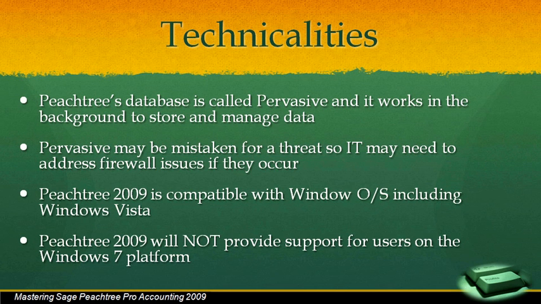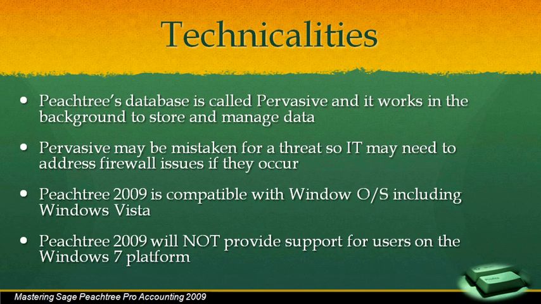It usually isn't too big of a deal. For example, on Vista, it will simply ask you, do you want to allow it, and you can say yes. So don't panic if you see that. Now you know what Pervasive actually is. Next is that Peachtree 2009 is compatible with Windows operating systems, including Windows Vista. And that's always a good thing.